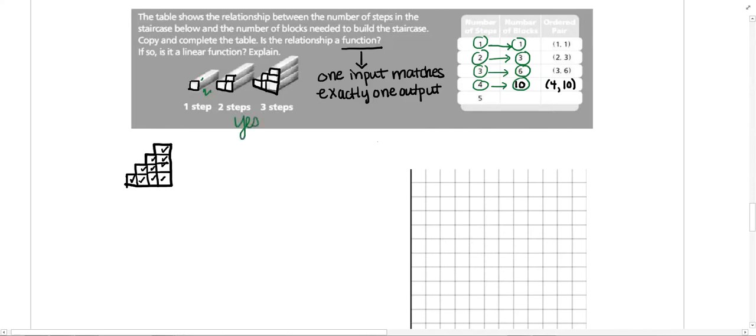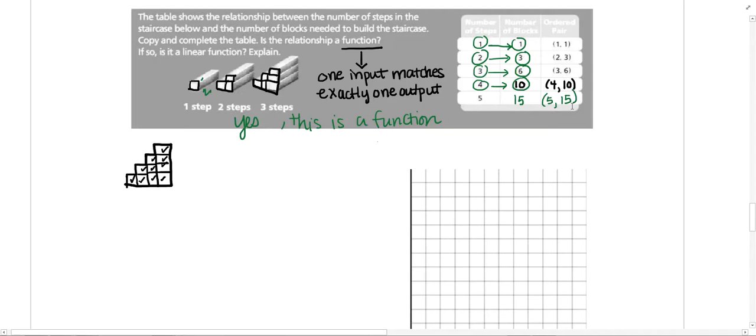So yes, this is a function. All right, what else do we need to do? We still have to do the fifth step, but maybe you can already figure it out. We know we were adding 2, then 3, then 4. So the next one we should be adding 5. So that would be 5, 15.